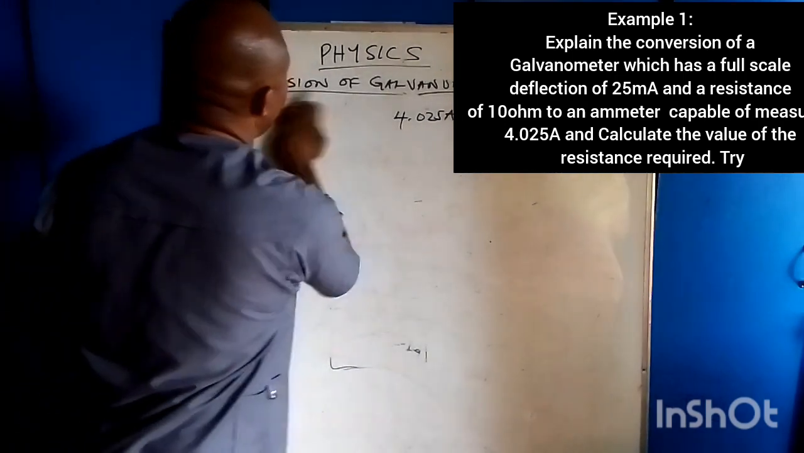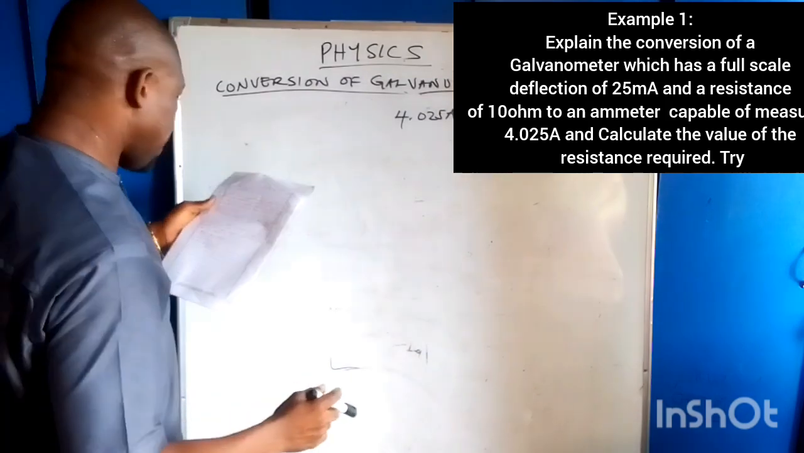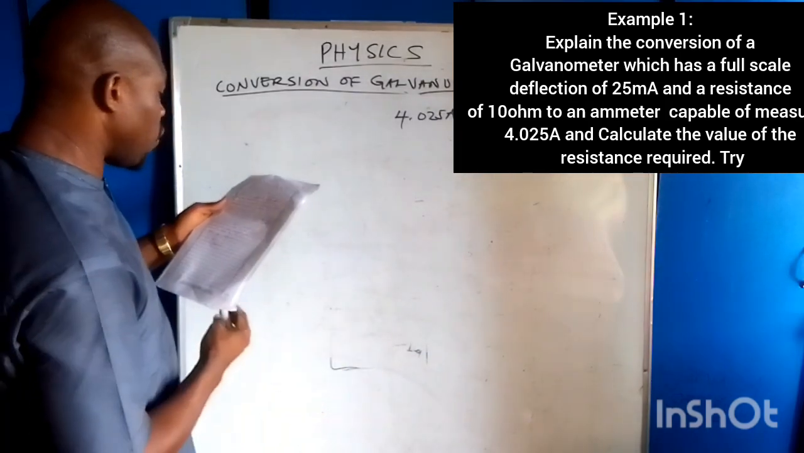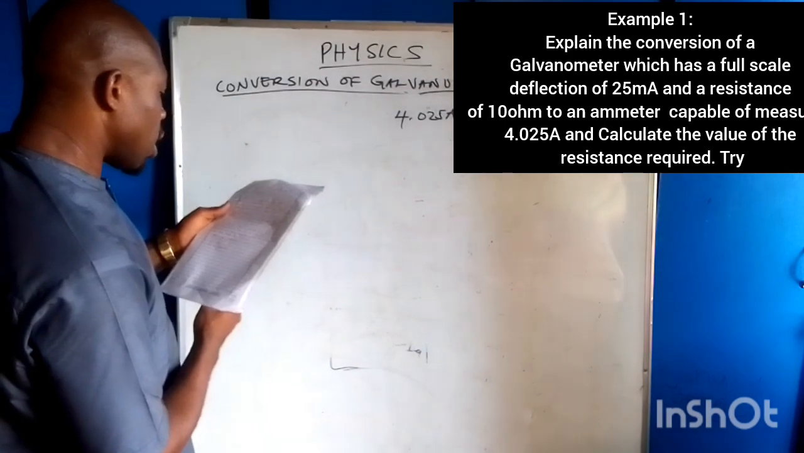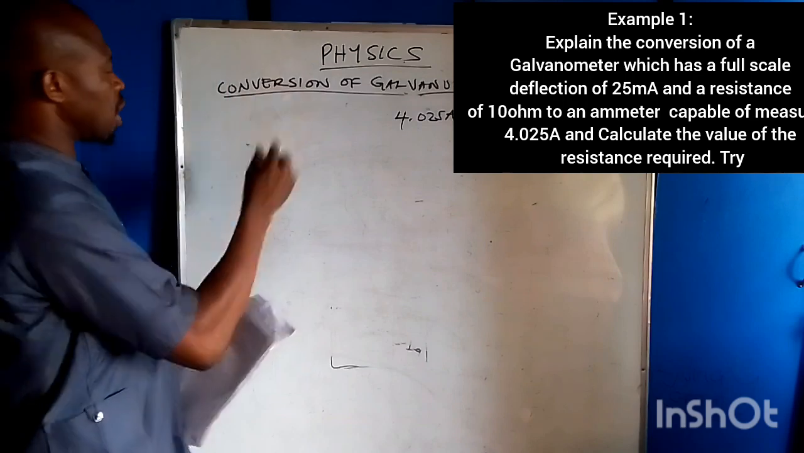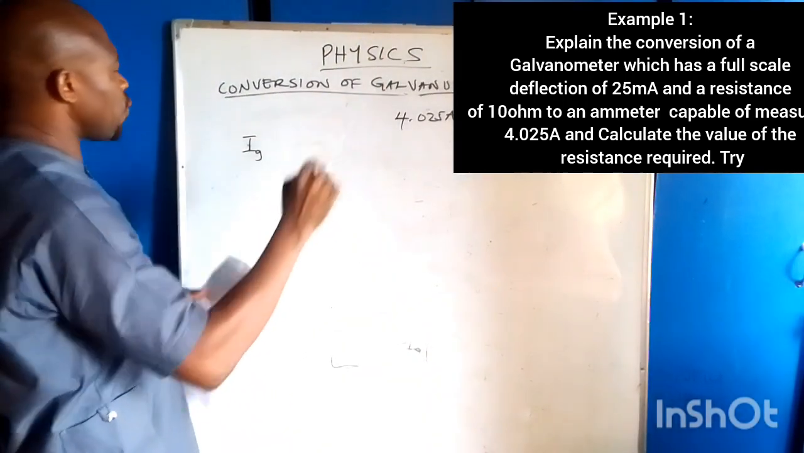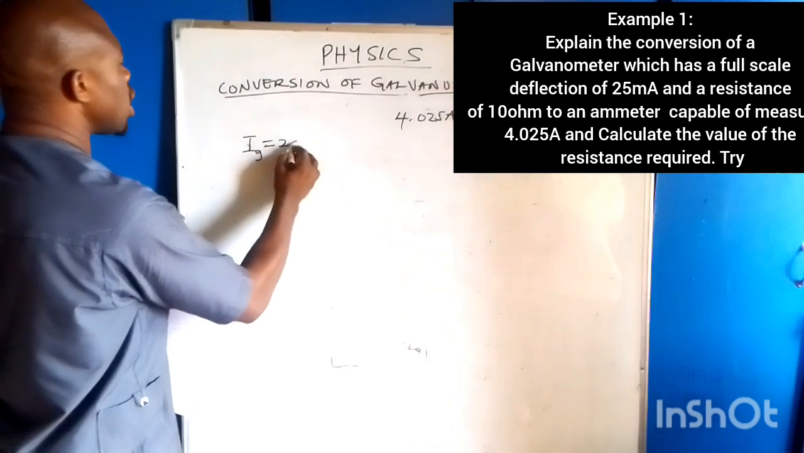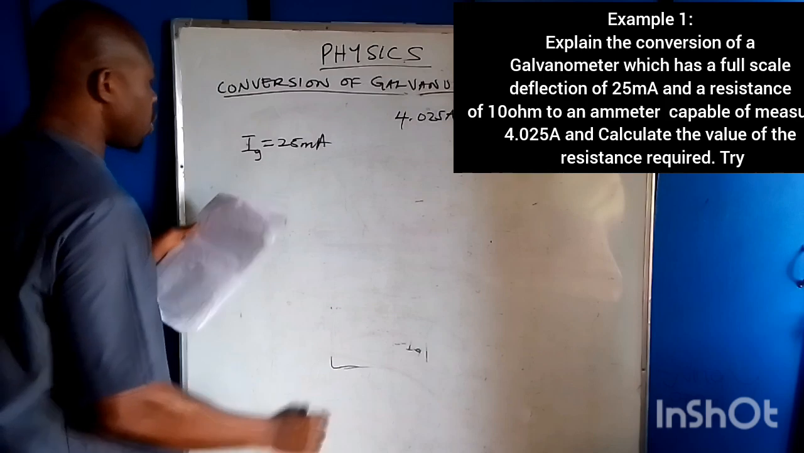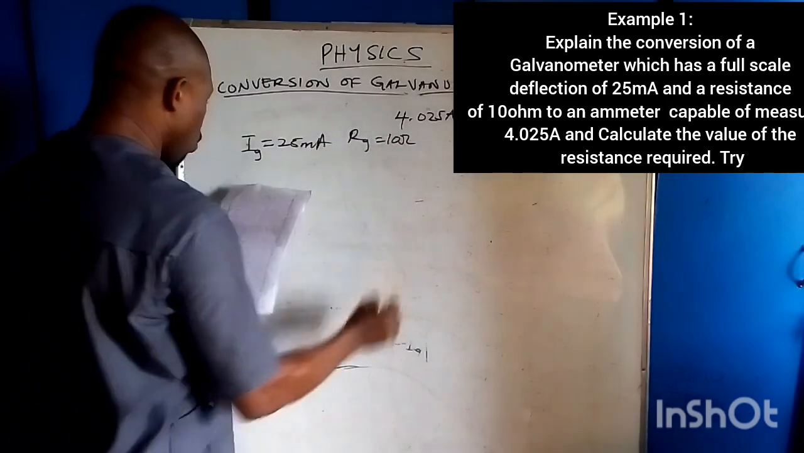Now we have from the question that they say explain the conversion of the galvanometer, which has a full-scale deflection. Now, the current that will give it full-scale deflection, of course, is the Ig, the current through the galvanometer, that will give the galvanometer full-scale deflection, which is 25 milliampere. And the resistance of the galvanometer is 10 ohms.